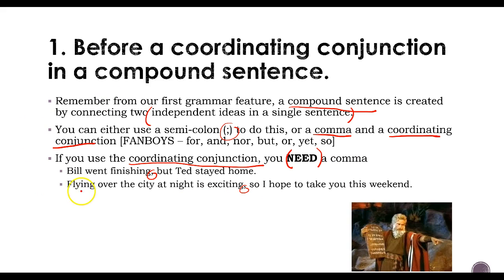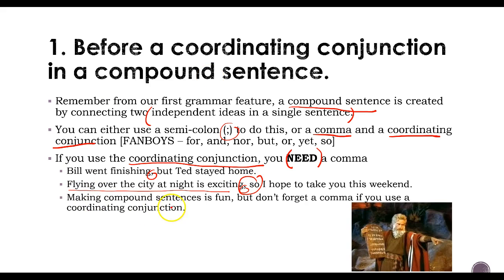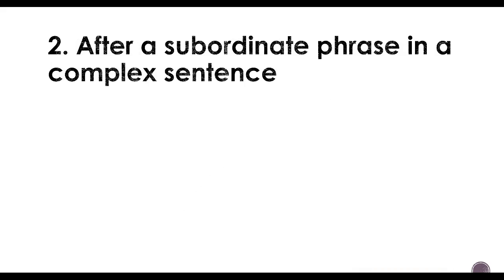Here again, two independent ideas. Want to connect them into one sentence, you need the comma and the coordinating conjunction. In this case, so. Making compound sentences is fun, comma, but don't forget a comma if you use the coordinating conjunction. Rule number 1, make sure you use it when you're connecting two independent ideas into a compound sentence with a coordinating conjunction. Rule number 2, this one you probably also remember from grammar lesson 1, which is make sure you use a comma after a subordinate phrase in a complex sentence.